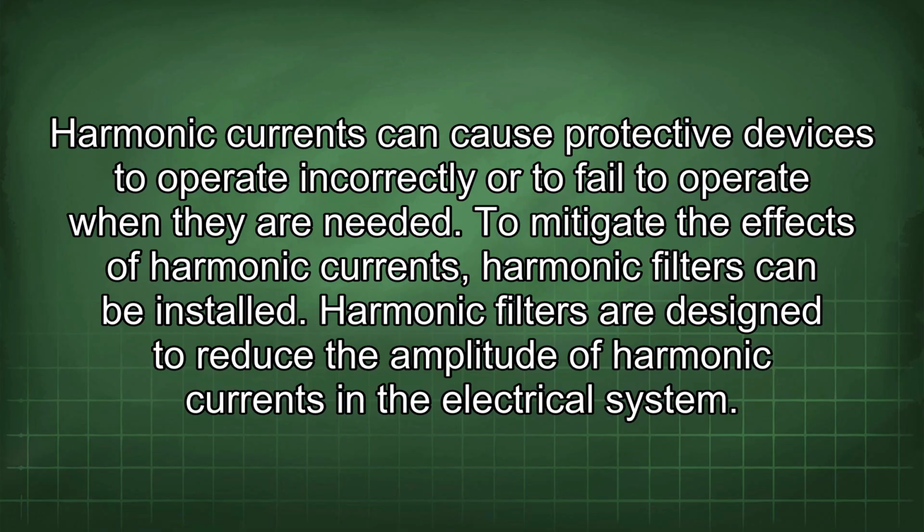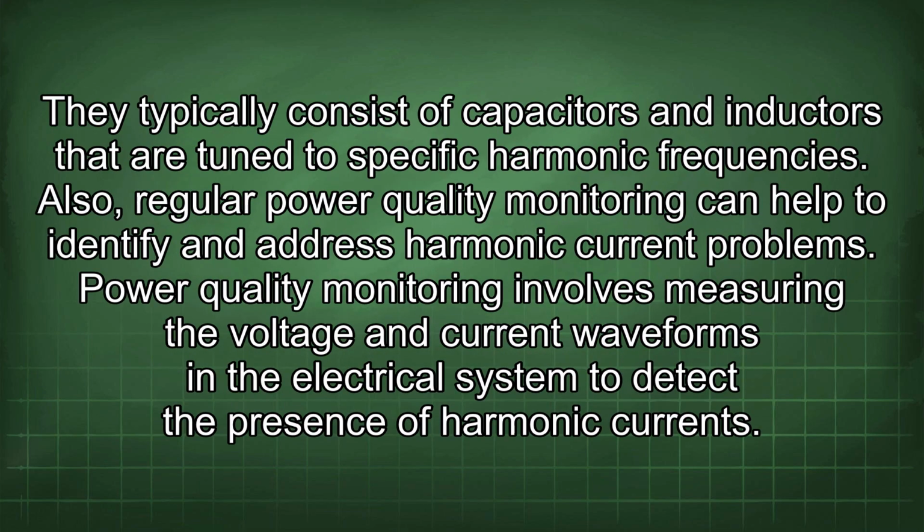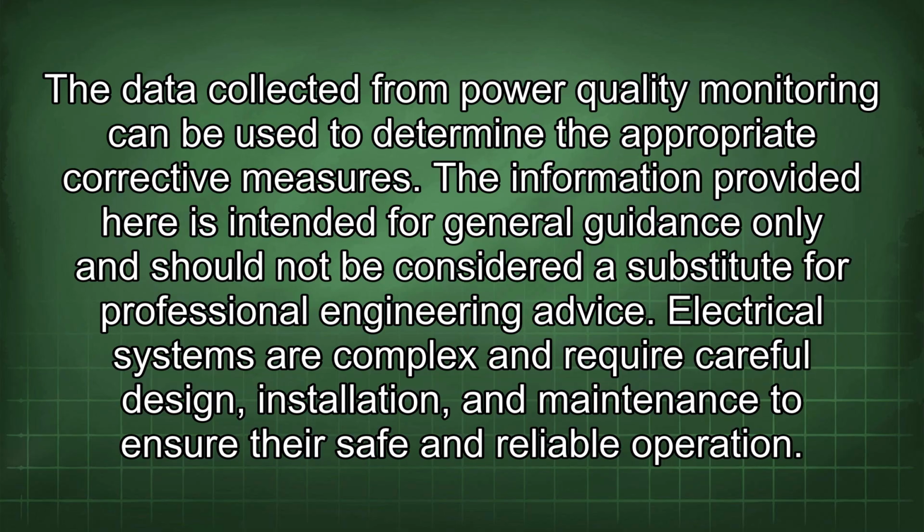To mitigate the effects of harmonic currents, harmonic filters can be installed. Harmonic filters are designed to reduce the amplitude of harmonic currents in the electrical system. They typically consist of capacitors and inductors that are tuned to specific harmonic frequencies. Also, regular power quality monitoring can help to identify and address harmonic current problems. Power quality monitoring involves measuring the voltage and current waveforms in the electrical system to detect the presence of harmonic currents. The data collected from power quality monitoring can be used to determine the appropriate corrective measures.